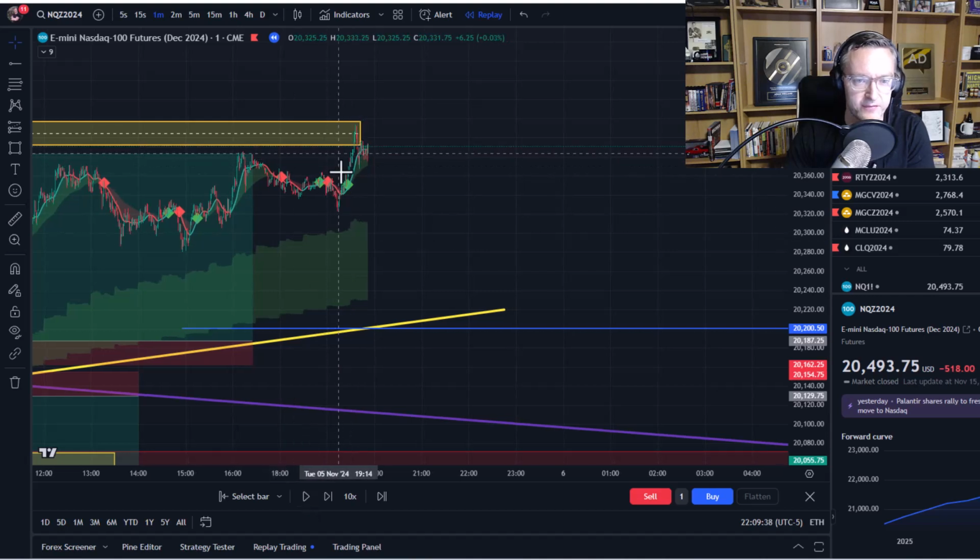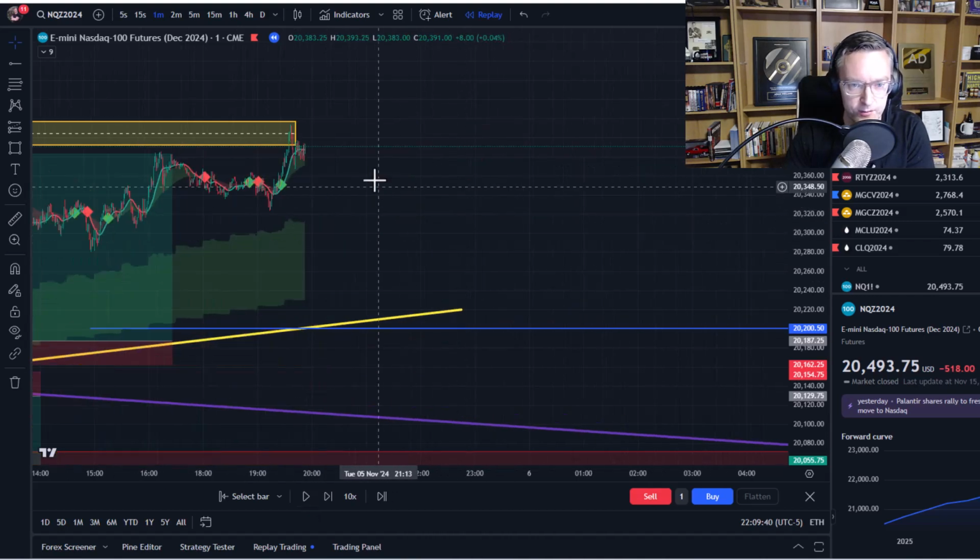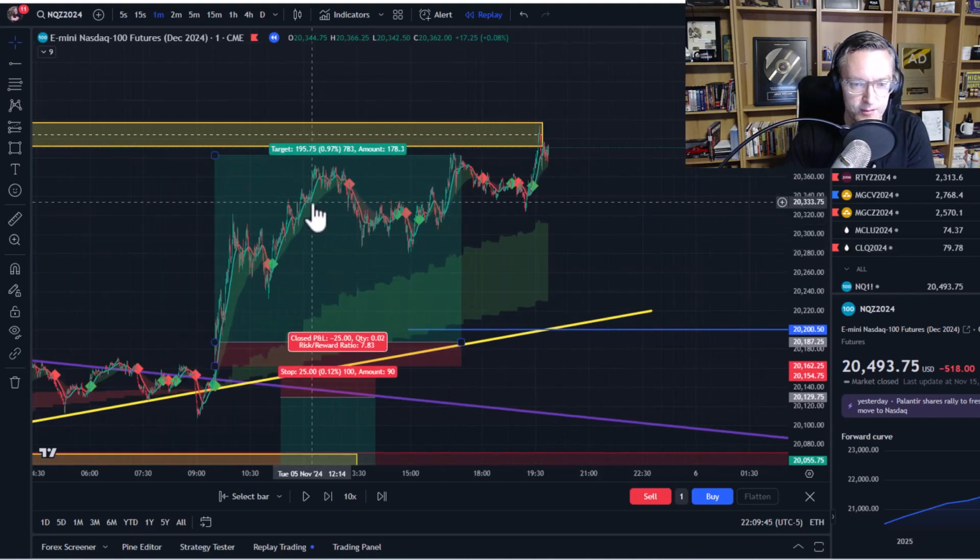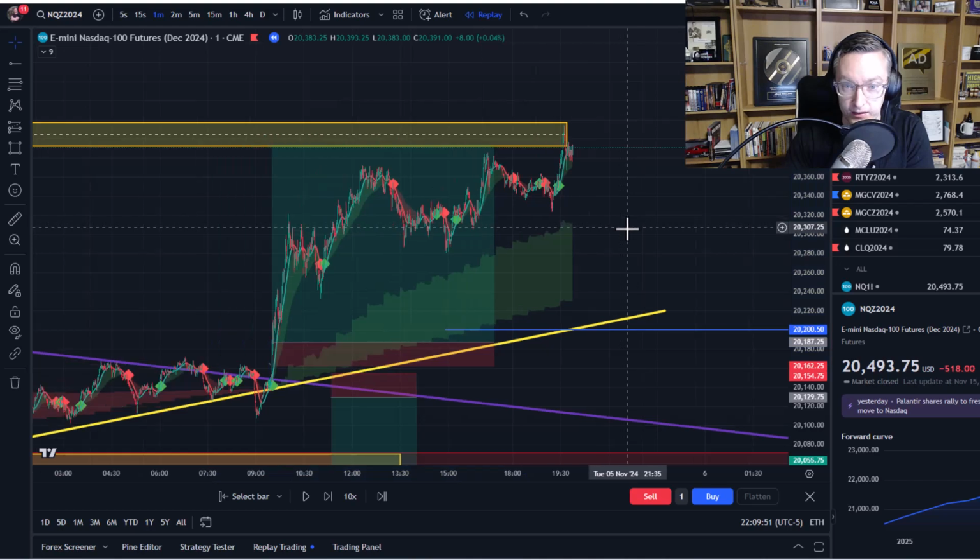So again, we definitely came up. We definitely hit the order block. We started to see it reverse. It's testing the order block again, right? But this would have been a $700 or $7,000, almost $8,000 trade if I had done the order block, a little over 8K.